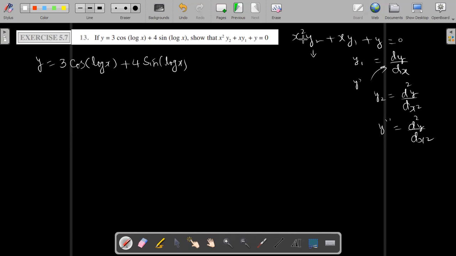So that means we have to prove x² d²y by dx² plus x dy by dx plus y is equal to 0. So we will use y1, y2 for the first order and second order derivatives. Okay, so differentiate with respect to x.